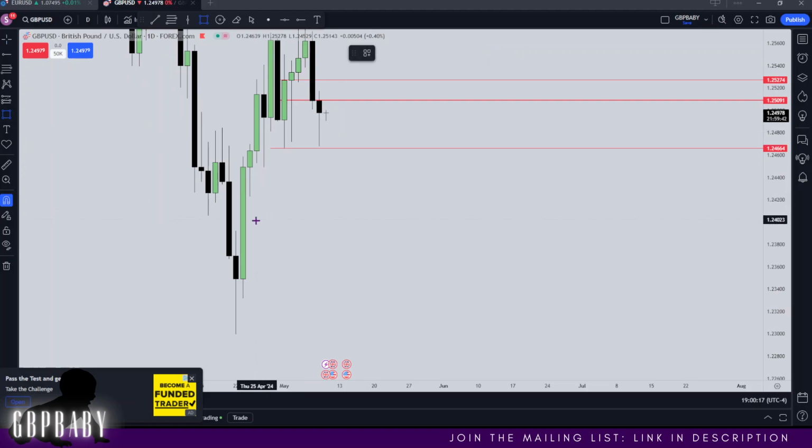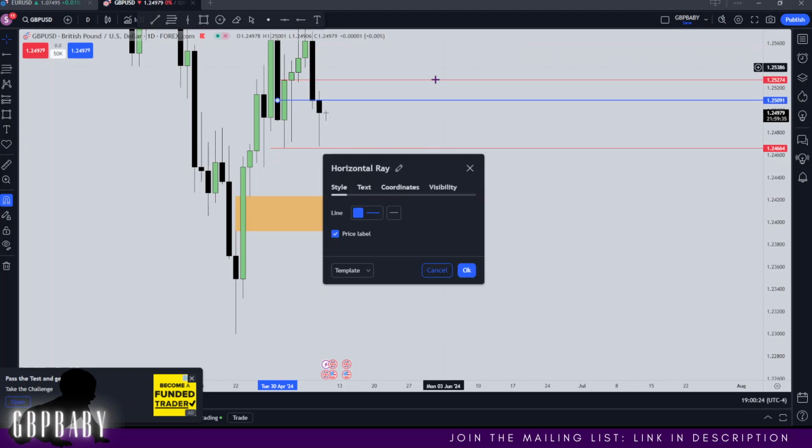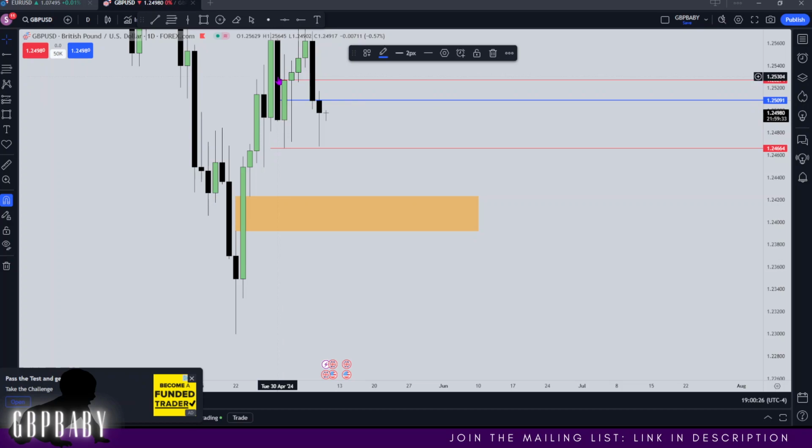And then obviously we have this daily fair value gap down here, which I also brought our attention to earlier on in the week. So let's just make this blue. We know that this is the 25% level of that breaker that we're in. And then we've got this red level, which is the 50% level.